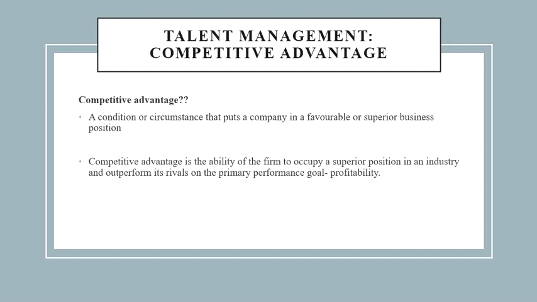Okay, so we talked about competitive advantage. I told you what a competitive advantage is, how you achieve it through your people. It is a condition or a circumstance that puts a company in a favorable position and is the ability of the firm to occupy a superior position in an industry. I gave you the example of a washing machine, how the company producing the washing machine put themselves at a competitive advantage in comparison to the other competitors, right?